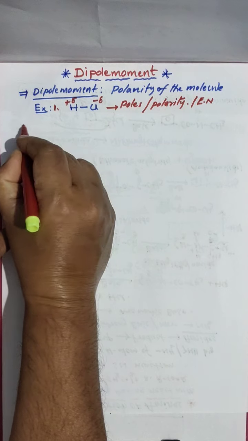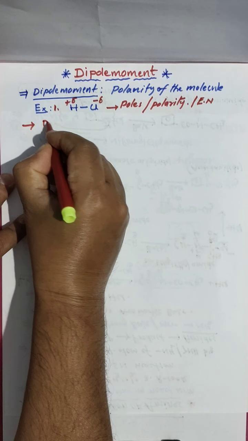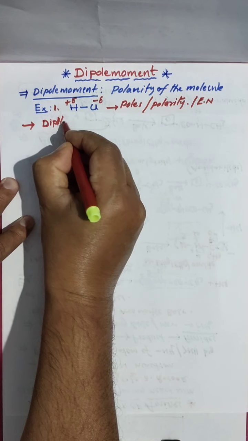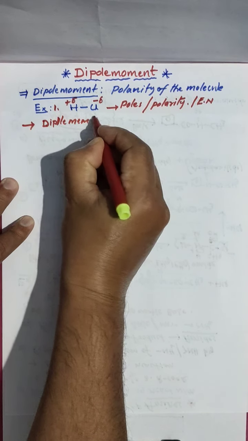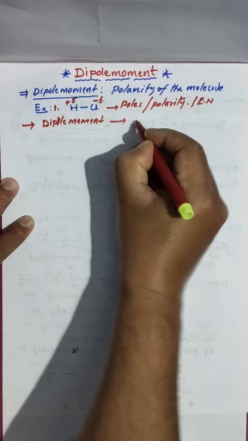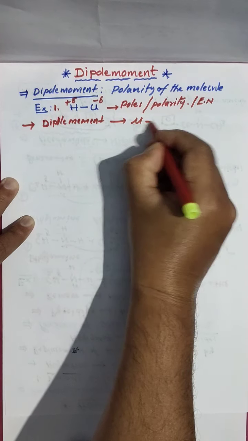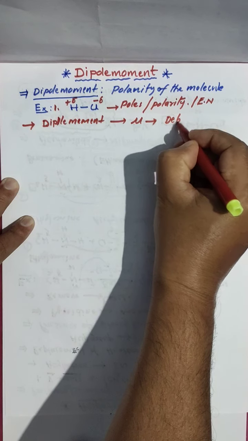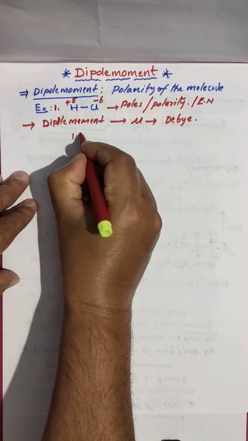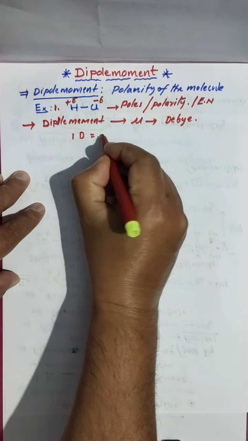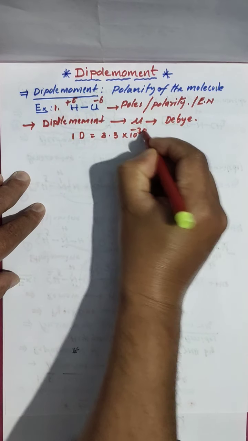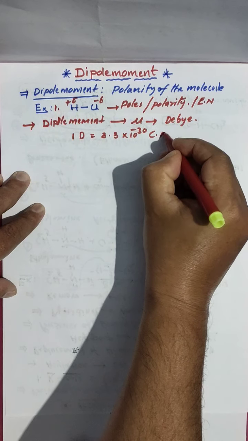Dipole moment is depicted with mu, and the units are debye. 1 debye equals 3.3 into 10 raised to minus 30 coulomb meter.